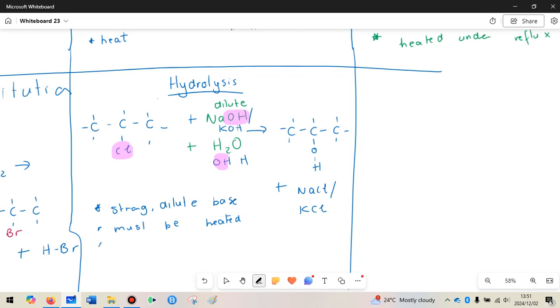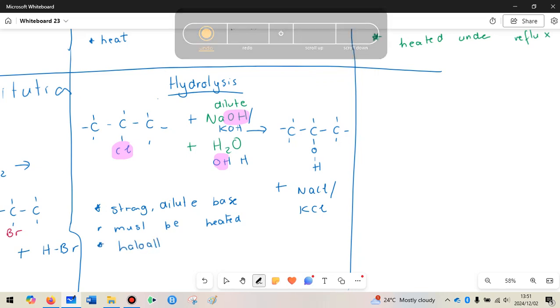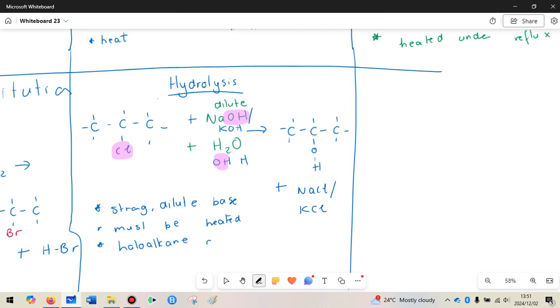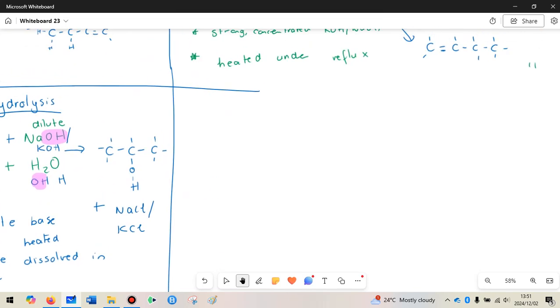And another little reaction condition is the haloalkane must be dissolved in ethanol. Okay, and that's your hydrolysis reaction, and you can do it one of two ways. If they don't give you a hint, okay, then you can either add the dilute base or the water. If they give you a hint, they might say to you, you're adding a base or something along those lines to help you. Okay, but if they don't say, both options will be in the memo.